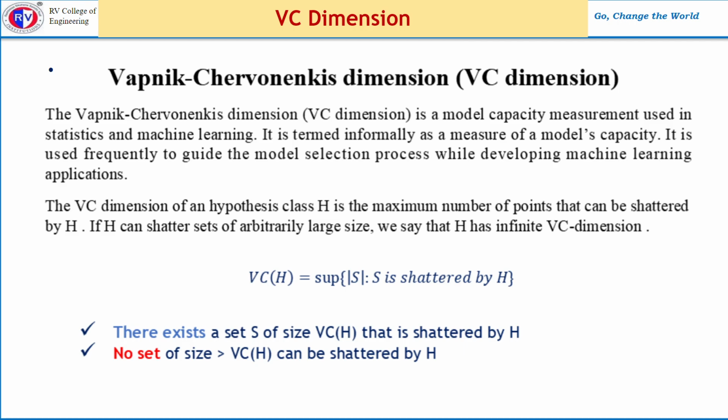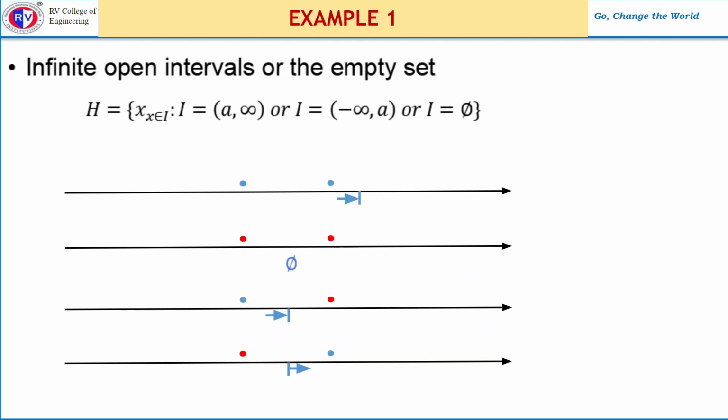To know more about VC dimension, we need to know that no set of size greater than VC(H) can be shattered by H, and there exists a set S of size VC(H) that is shattered by H. The importance of VC dimension is that it informally works as a measure of a model's capacity. It is used frequently to guide the model selection process while developing machine learning applications. We'll go through more examples to understand what VC dimension is and how we calculate it.